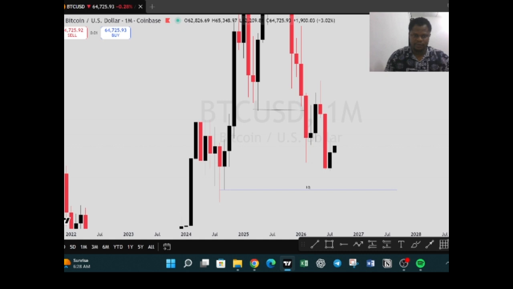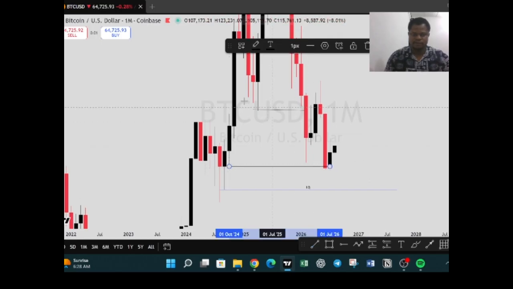Let me zoom out to see. Then I can also see that the market is taking out this liquidity. This is where the market is reacting from.